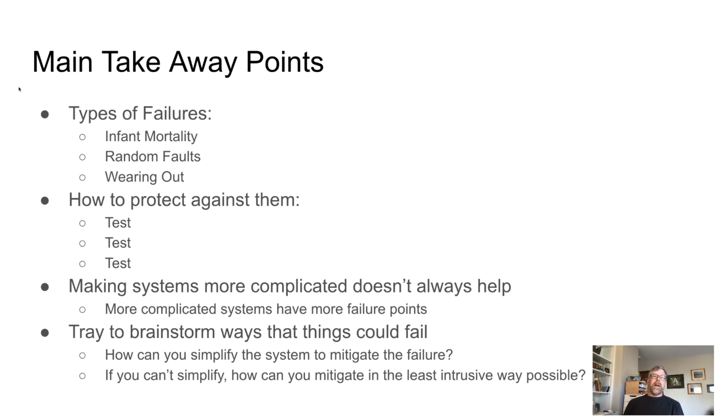Like thinking about how can we mitigate against infant mortality? Well, let's make the system more complicated. That doesn't help, because when you make systems more complicated, there are more failure points, more ways that they could actually die. And so you need to think about how can we make things simpler, and how can we mitigate against those failures. And that was all that I was wanting to talk about.